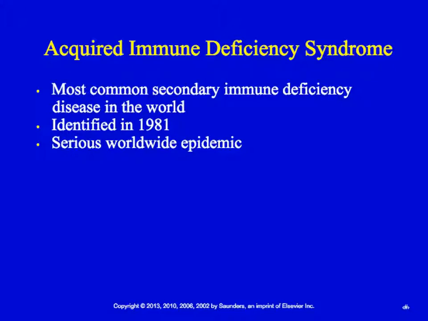In 1981, it's interesting if you look at the history of HIV, how it's progressed and how we've learned so much more about it. In 1981, it was also known as GRID. GRID stood for gay-related immune deficiency. It was thought to be a disease of homosexual gay men. So now it's known as a serious worldwide epidemic.